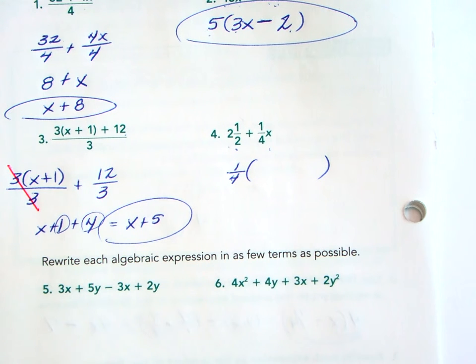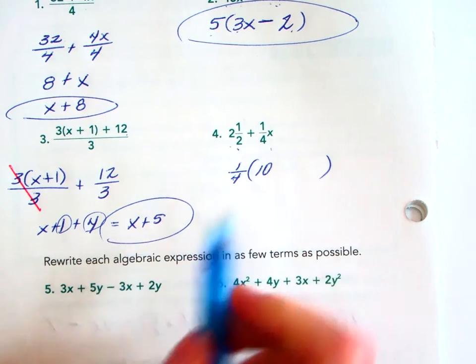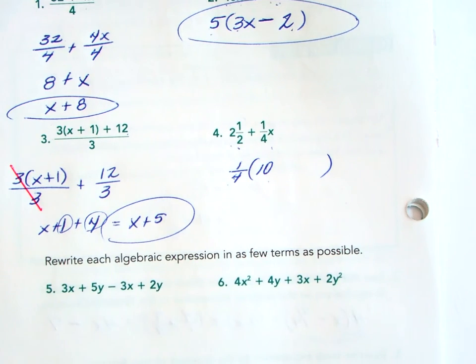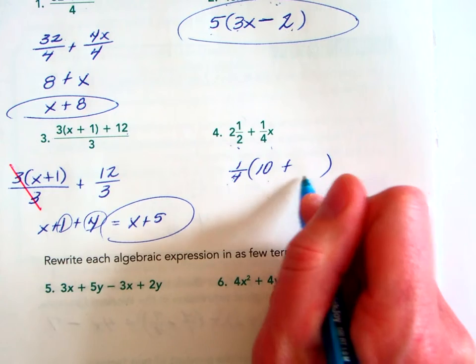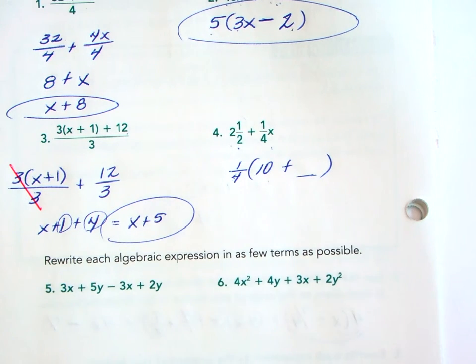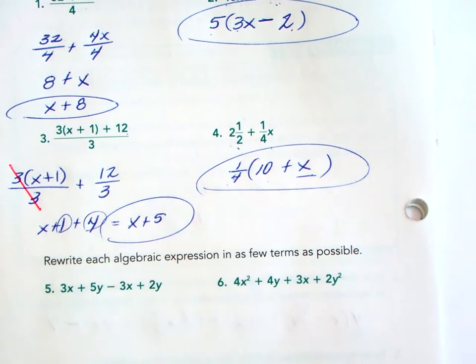Well, how many 1/4 fit into a whole? 4 of them. How many wholes do you have? 2. So that's already 8, plus 1 more would be 2 1/4, plus another would be 2 1/2, so altogether 10. 1/4 times 10 is 2.5. 1/4 times what is your remaining factor to get 1/4 x? You just need an x here. That's it for that one.